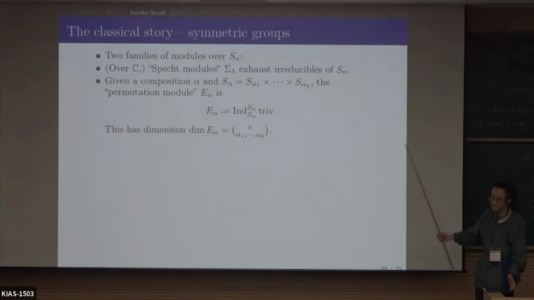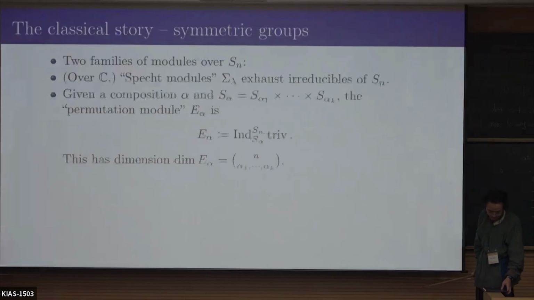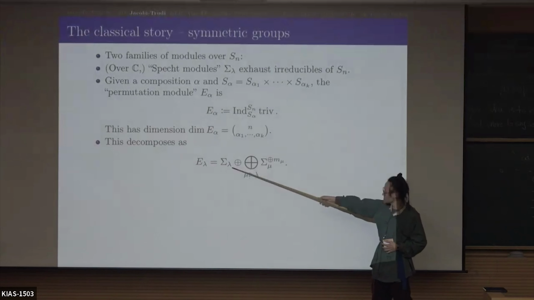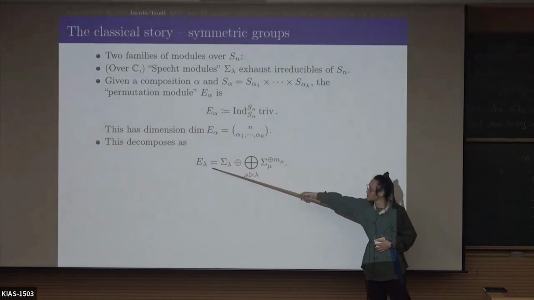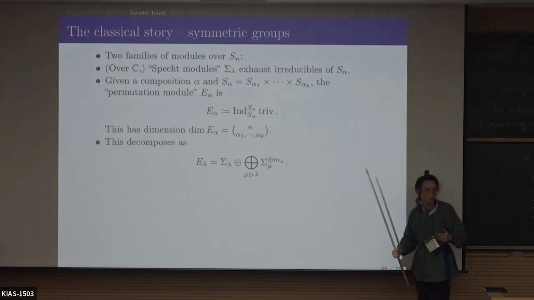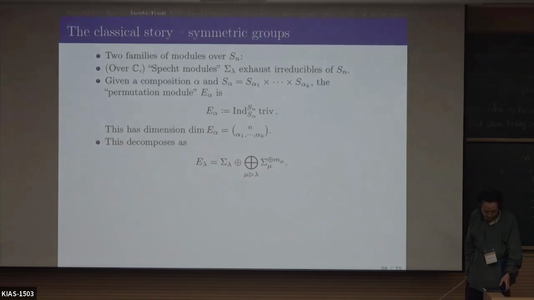This dimension is given by some multinomial coefficient, of course. And it's also classically known that this decomposes into Specht modules, because the symmetric group is semi-simple over C. And moreover, the labels on these simple modules look like this: you have one copy of the original label, and every other label is strictly bigger than it in the dominance ordering.